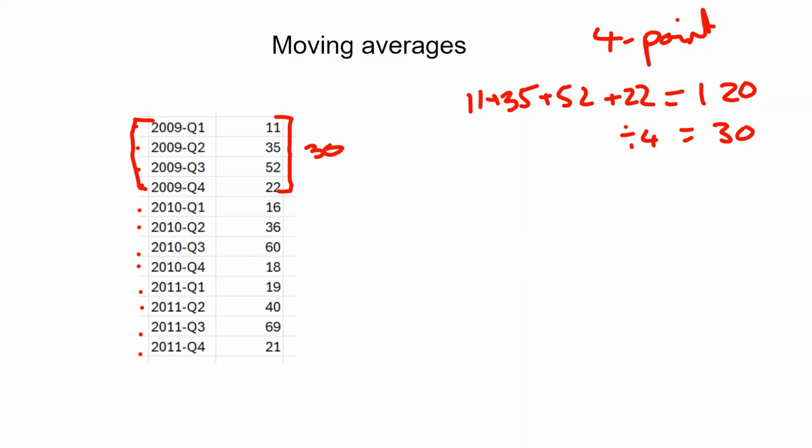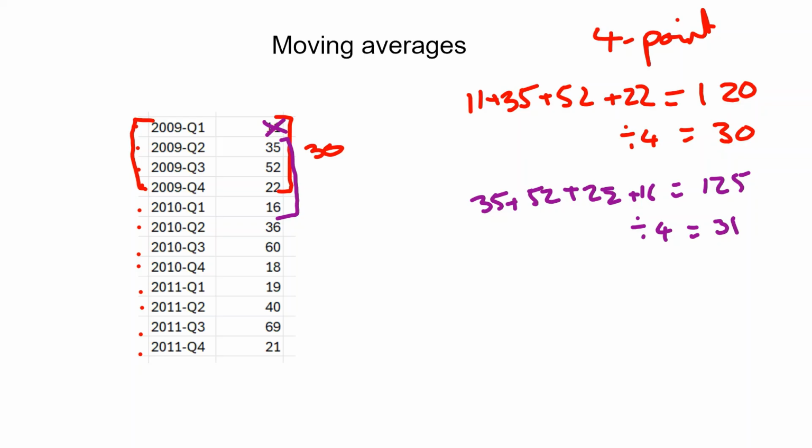But for our next moving average we would drop off this top value here and take in the next value down. So we'd start at 35 plus 52 plus 22 plus 16, which is 125. Work out an average from that, so we'll divide it by 4, which is 31.25. So the average for the next 4 numbers is 31.25.